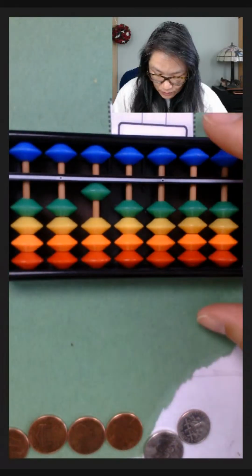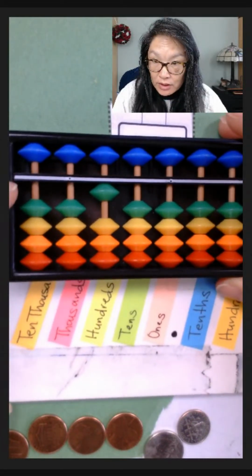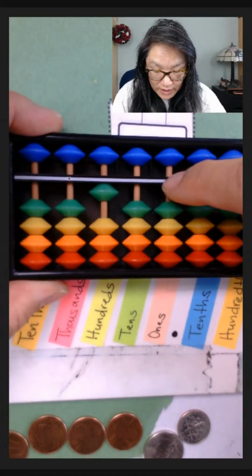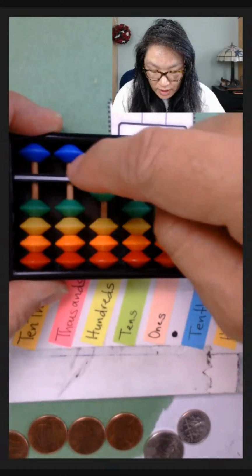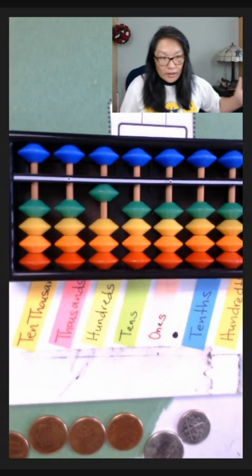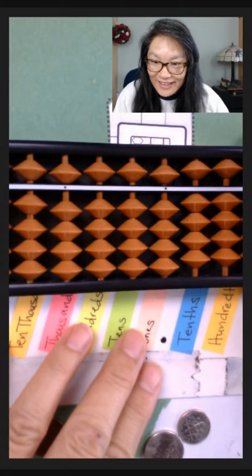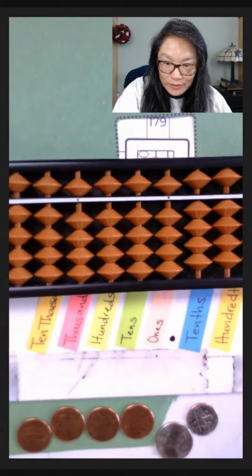And that's why every column is a place value. So when we look, we have our ones, our tens, our hundreds, our thousands, our 10,000s. Correct. The colors do not matter. Because if I change it out, move the brown bead, they're all brown.